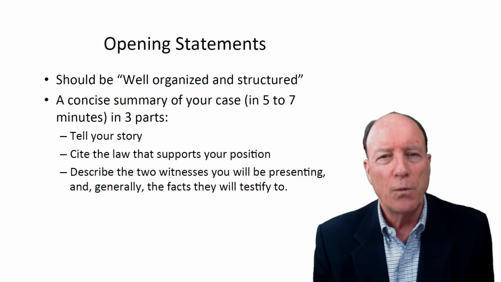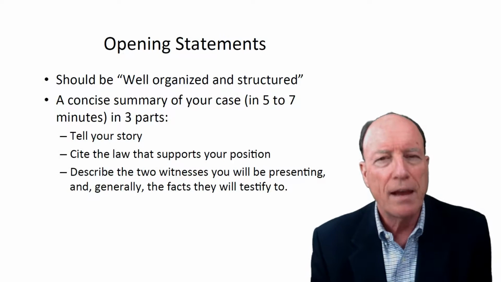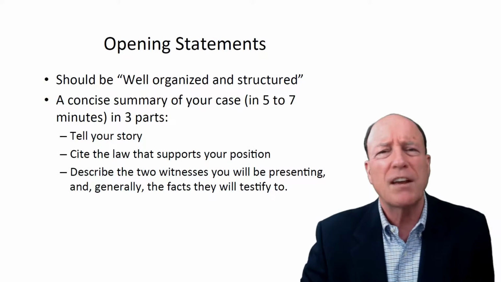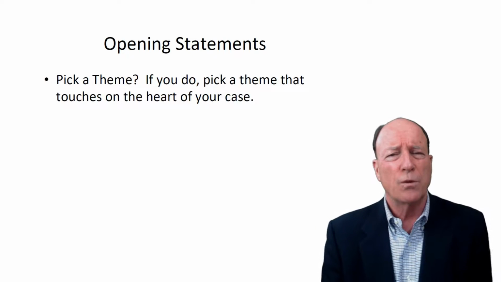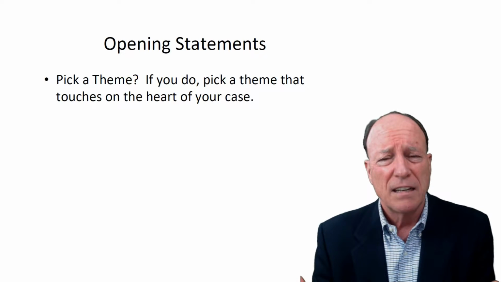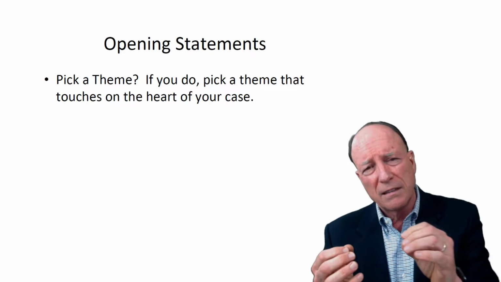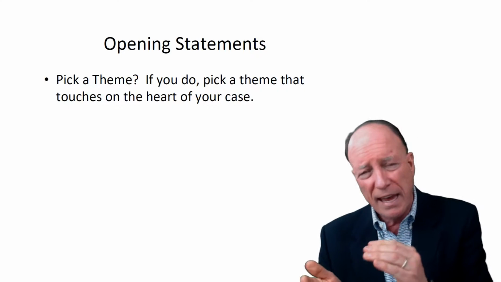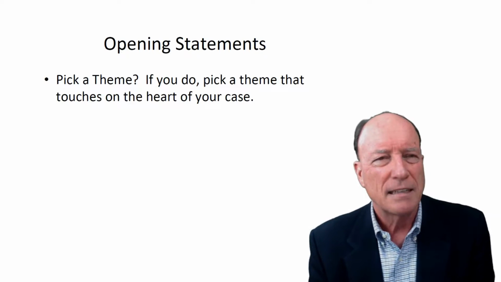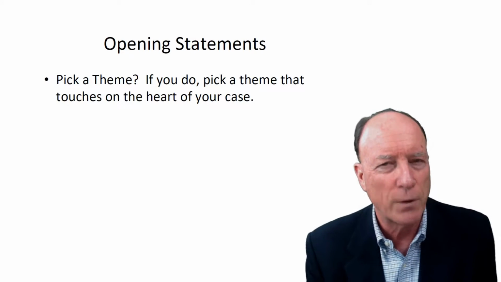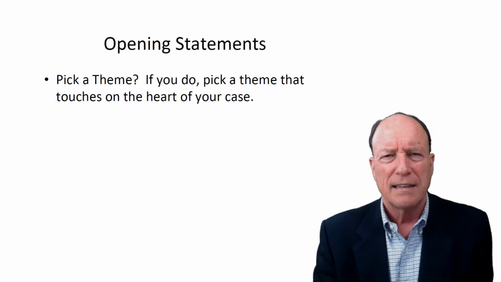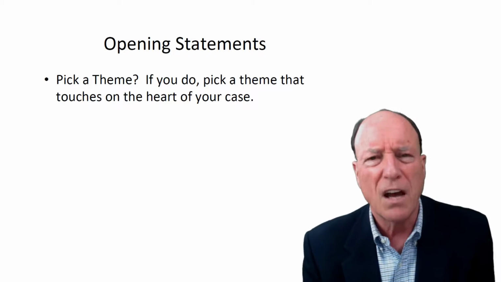Describe for the panel the 2 witnesses that you will be calling, who they are, and what the panel can expect to hear from each witness. Give a brief summary of the facts that each witness will be testifying about. Now, that's it. Telling a story, citing applicable law, and giving a forecast for the panel of the witnesses that will be heard can usually cover 5 to 7 minutes fairly quickly. So this is an exercise in being concise, in not rambling on.